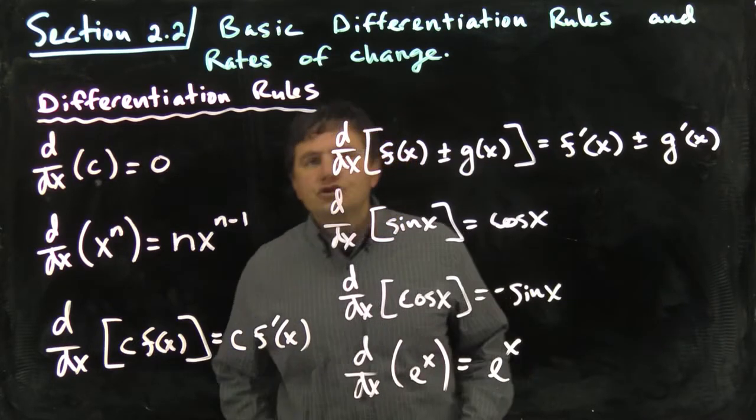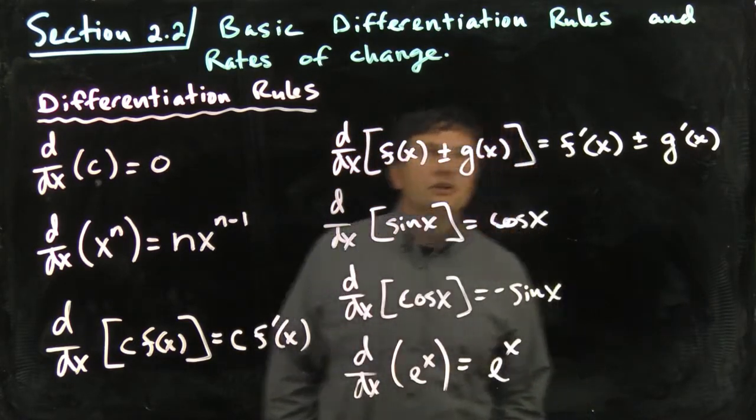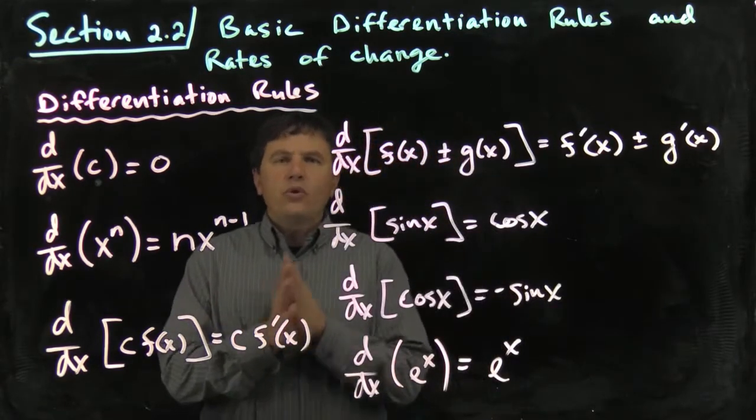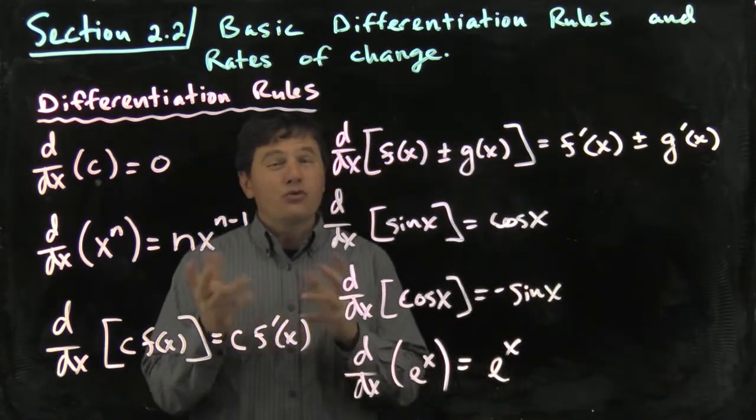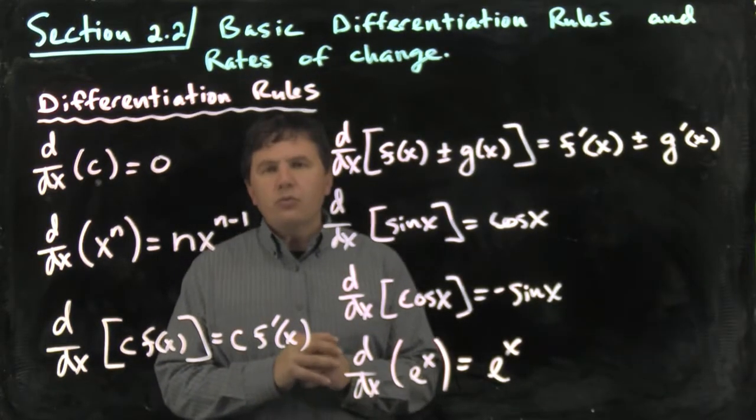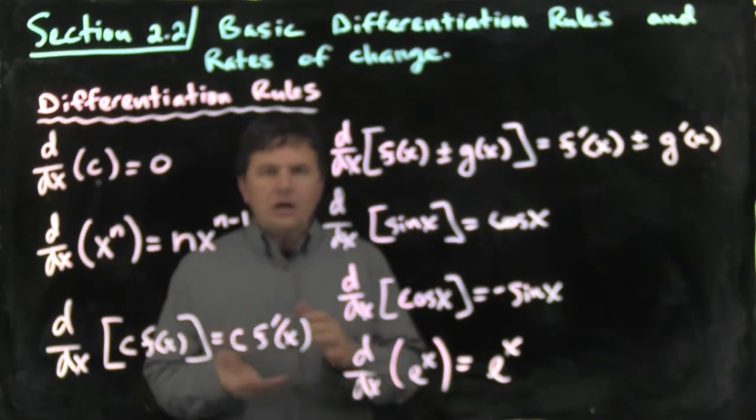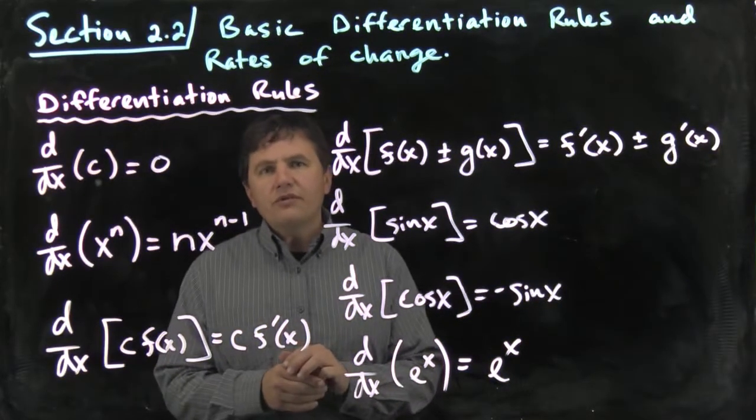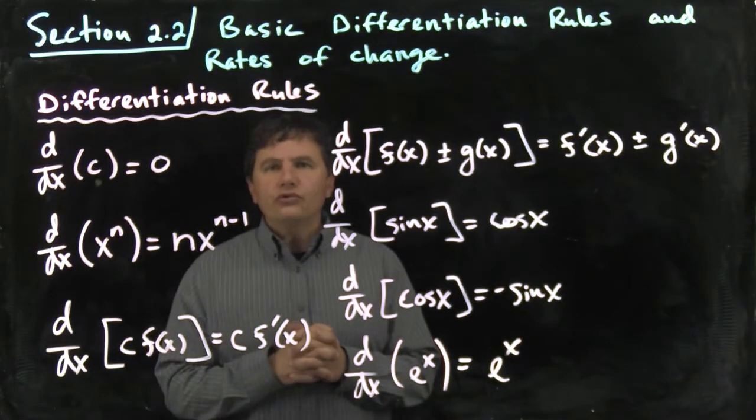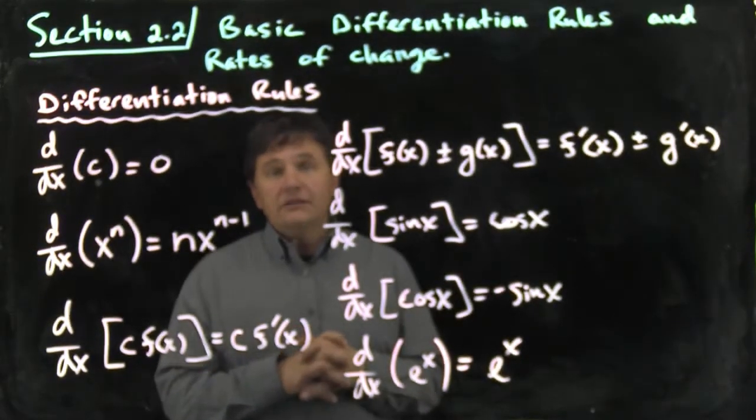I'm going to talk about section 2.2 today, basic differentiation rules and rates of change. So the whole point of today is finding sort of tricks to do these derivatives much quicker than we did in 2.1. So 2.1, using that long drawn out definition of derivative process, will be taking place using these different rules, which will make our life a lot easier.